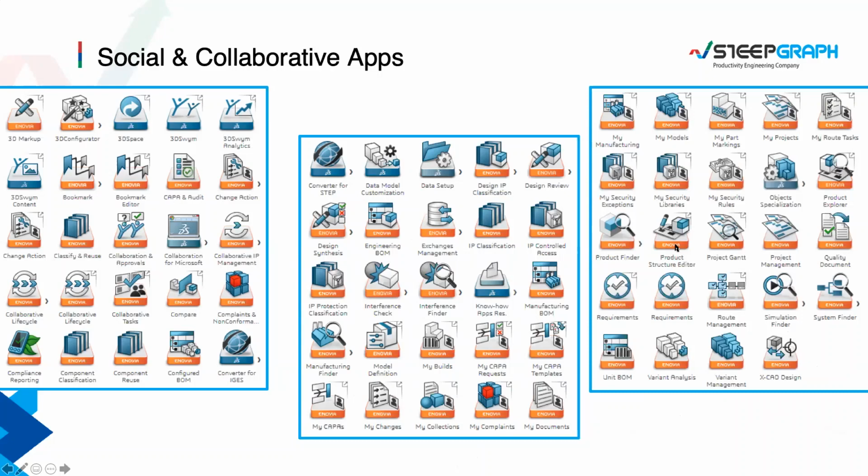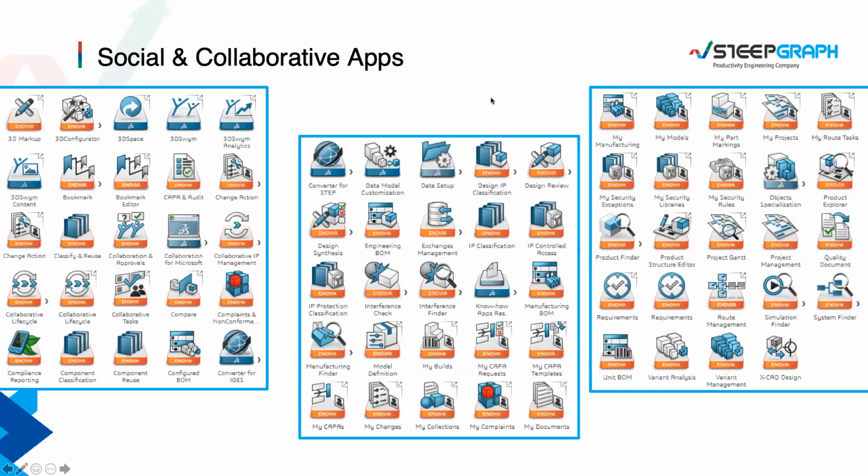On the other side, you can see product structure editor, project Gantt chart, project management, quality documents, product finder. These are all apps which are specific to different roles and different purposes, and they help users focus on specific activities. And under each app, there are specific UI elements created to make sure that the user's job role becomes easy. That's the goal of each of these apps.